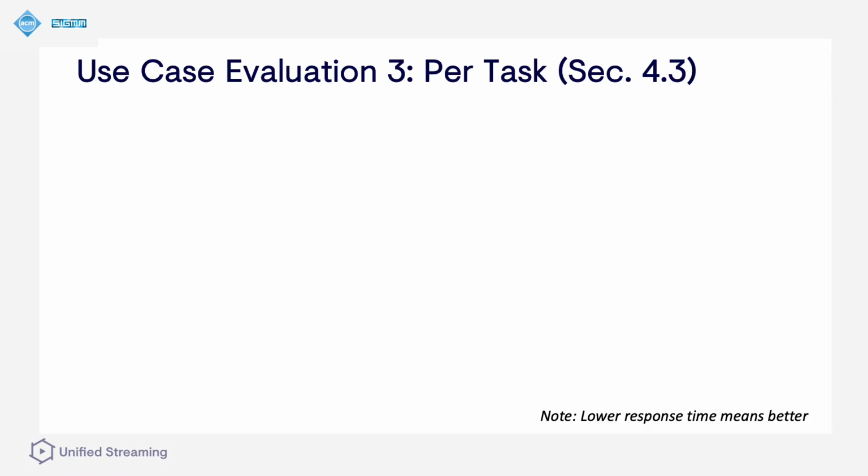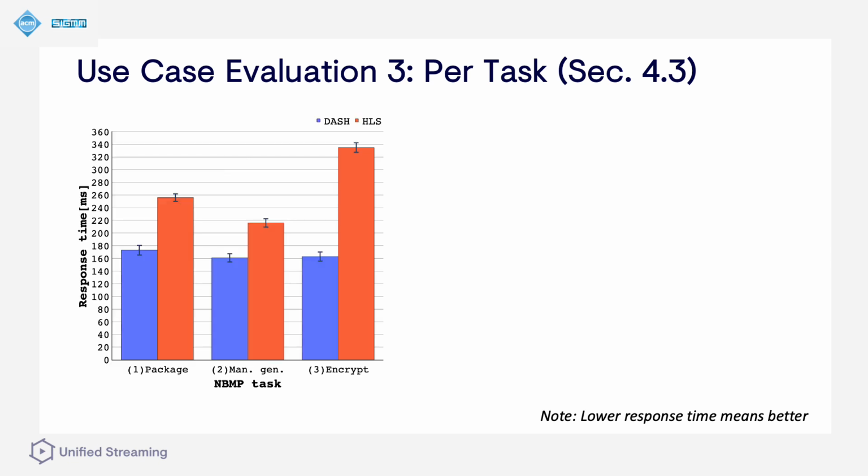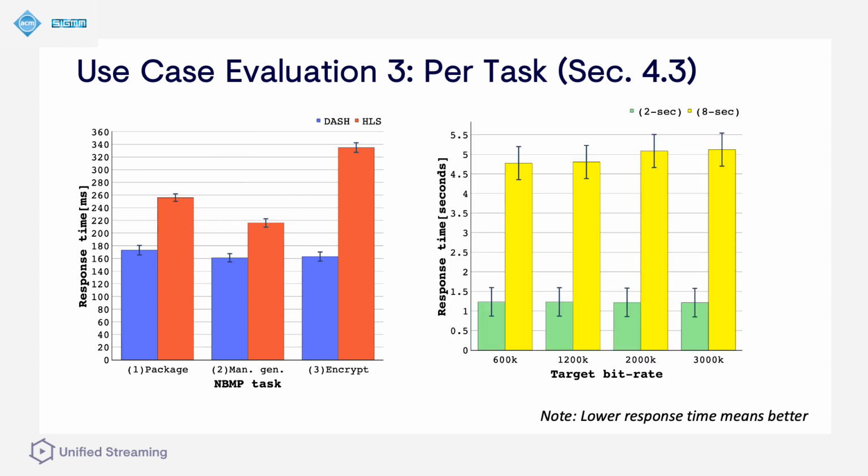Use case evaluation 3 is based on per task comparison, which provides an estimate of the average response time of each of the media processing functions in our DMPW. Here we measure the average response time for packaging media segments, manifest generation, and encryption of media segments. Also, we use FFmpeg to transcode two different types of media segments, of 2 seconds and also 8 seconds, and identify if there is a high variation across the different target bit rates.